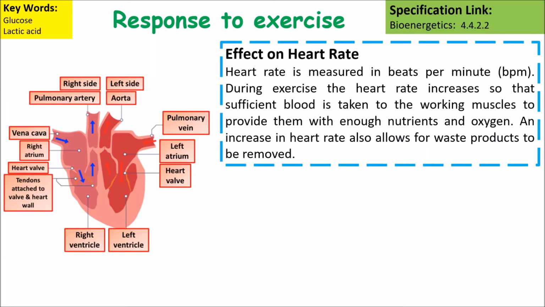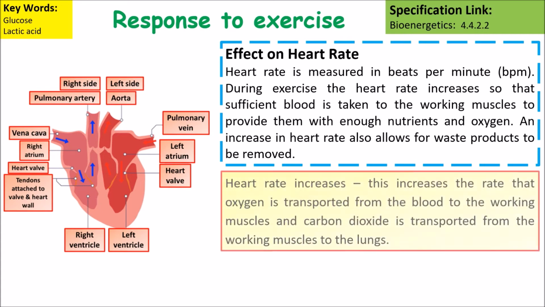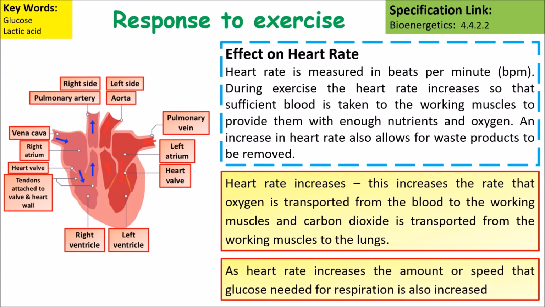The heart rate is a measure of beats per minute. During exercise, the heart rate increases so that sufficient blood is taken to the working muscles to provide them with nutrients such as glucose and oxygen and to remove waste products. This increases the rate that oxygen is being transported there and carbon dioxide is being transported back to the lungs. As the heart rate increases, the amount or speed of glucose delivered for respiration is also increased.